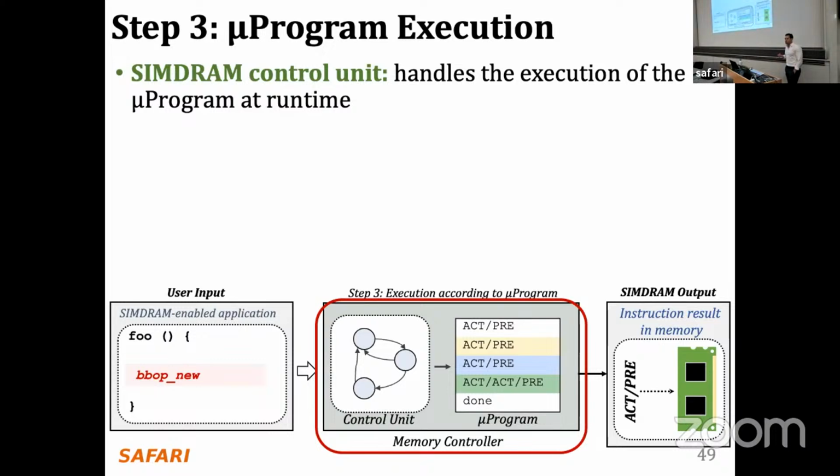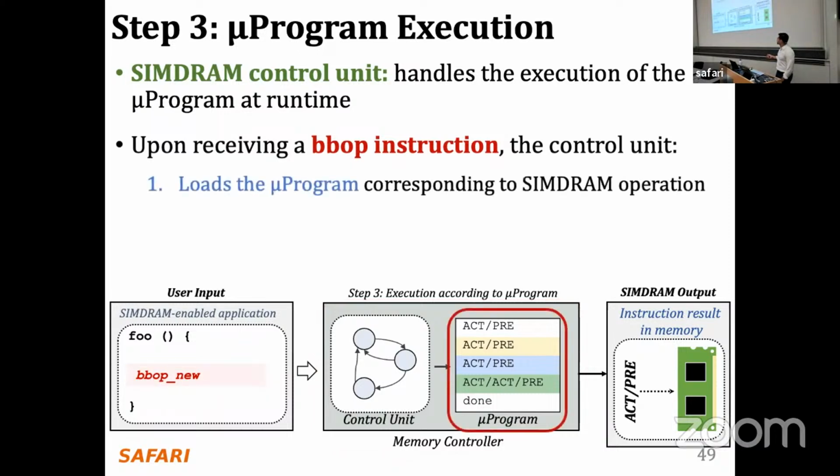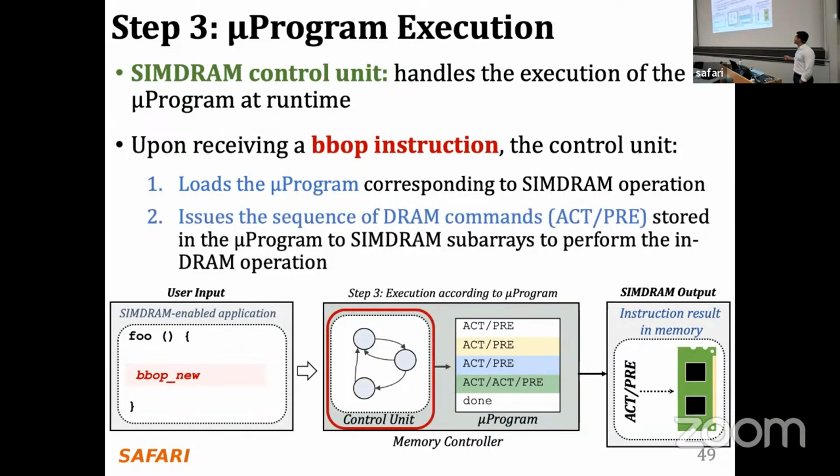We don't want the user, from the application, to start issuing DRAM activations, because the application does not have the ability to do that anyway. So we basically create a control unit inside the memory controller, which, when you issue a BBOP instruction, loads the microprogram for the corresponding operation, and issues the activation and precharge commands that realize that given microprogram one by one, and also deals with some control that is required for that. And in the end, we have the output inside the DRAM chip.